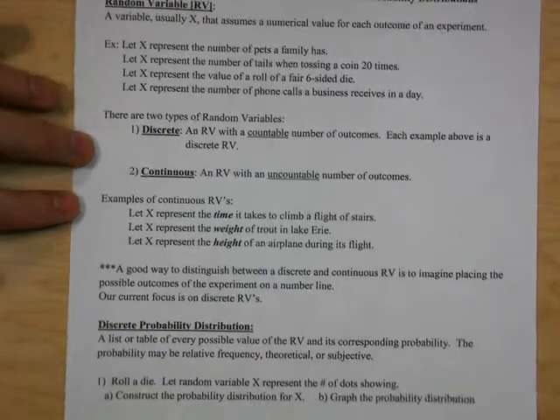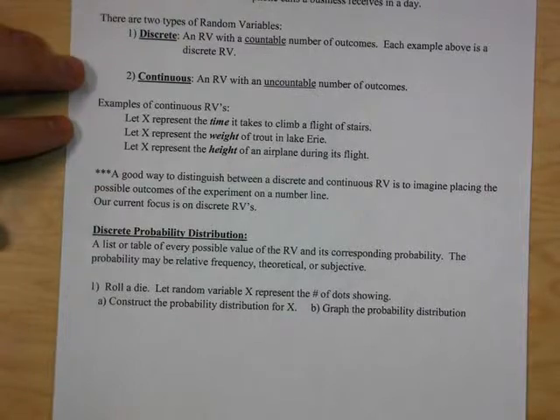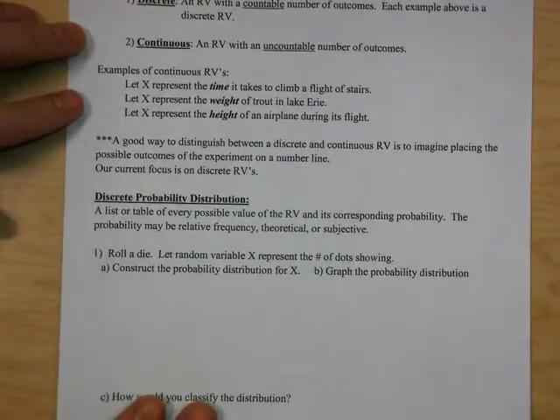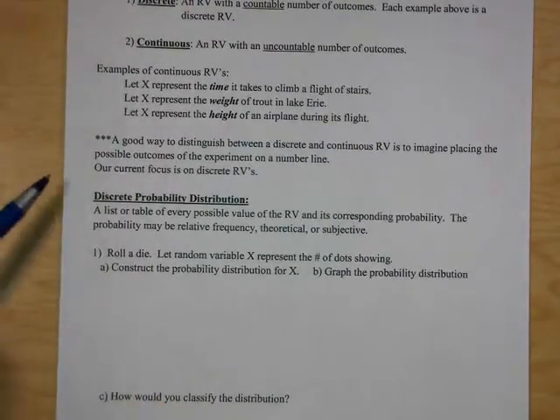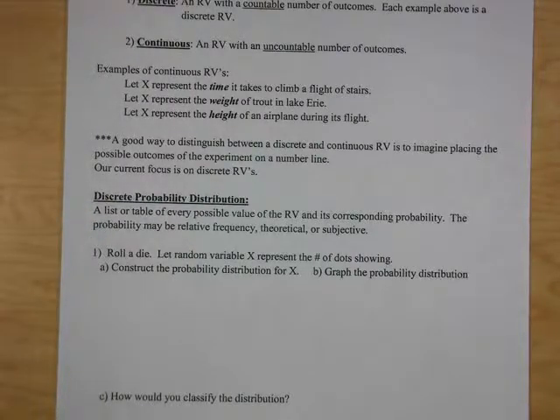Okay, so we're going to go right down to the bottom of the page. And again, if you need to pause the video and look at the examples on top, go ahead. Okay, and what we're going to do is look at a discrete probability distribution. And all that is, it's a list or table of every possible value of the random variable with its corresponding probability. The probability may be relative frequency, theoretical, or subjective.